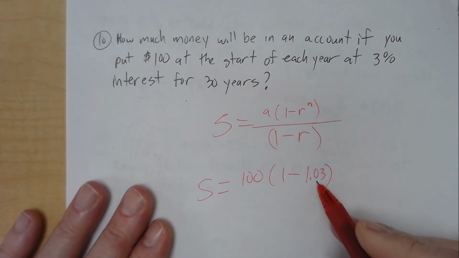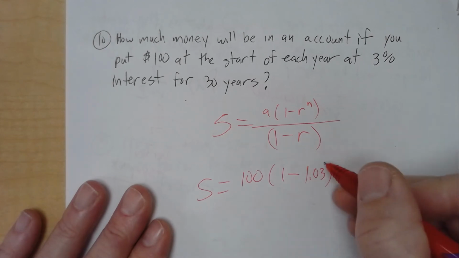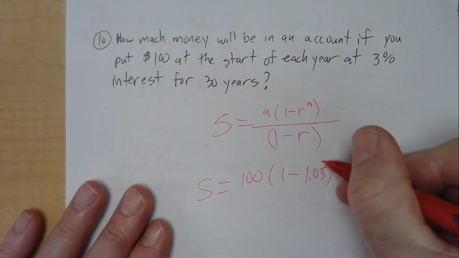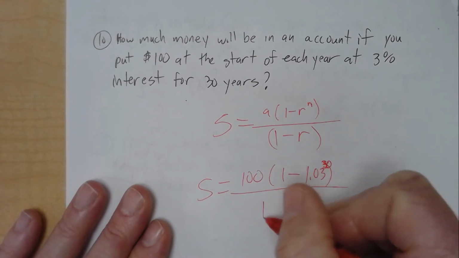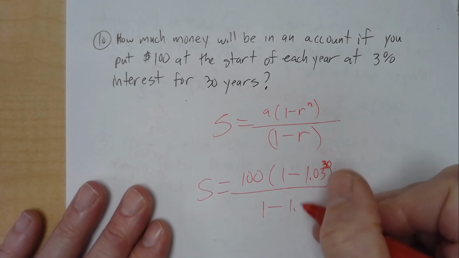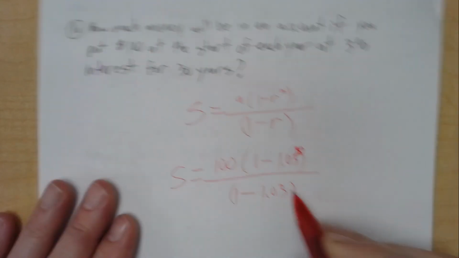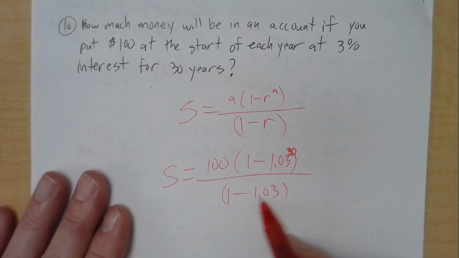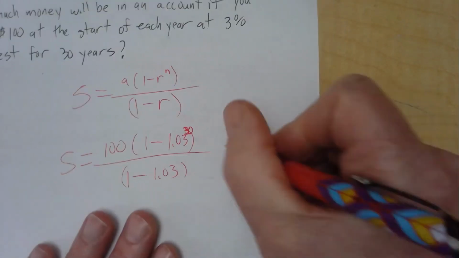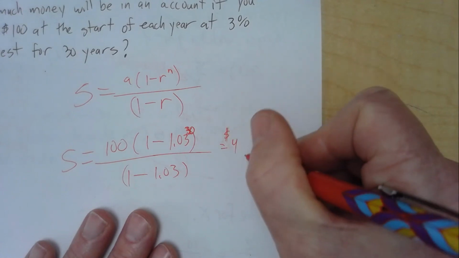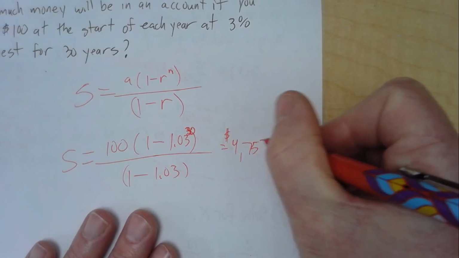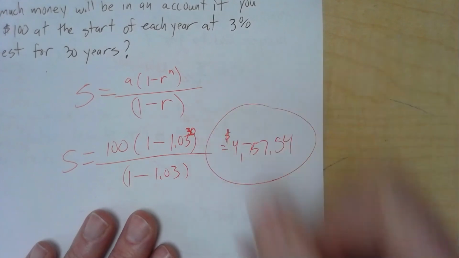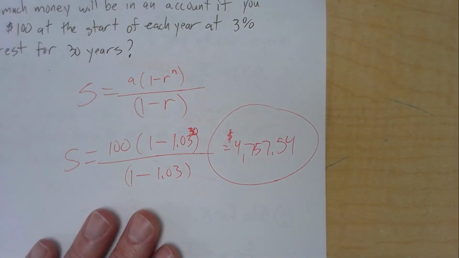If you just put 0.03, you'd be losing 97%. No, we need to gain 3%, so it has to be 1.03 for 30 years. So the exponent is 30 over 1 minus 1.03. Okay. So it is 1 minus 1.03 to the 30th power times 100, and then 1 minus 1.03. Use the parentheses, type it in, and you should get the answer of $4,757.54. And that's it. That is the practice test. Good luck.